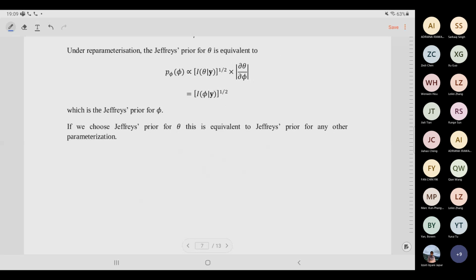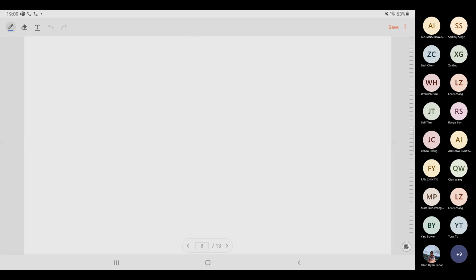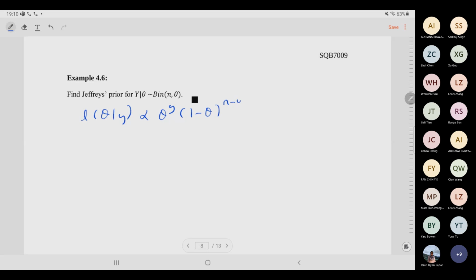Okay, before we stop, we have Jeffrey's prior, and now we have Jeffrey's prior for the binomial. Remember, you have your likelihood for your binomial. Then, because now you have to find the Fisher information, you need your log likelihood.